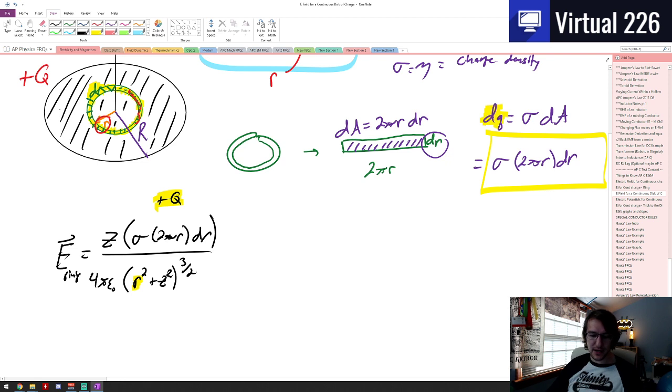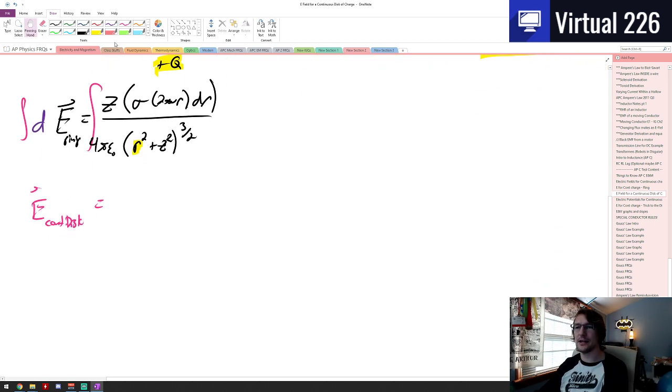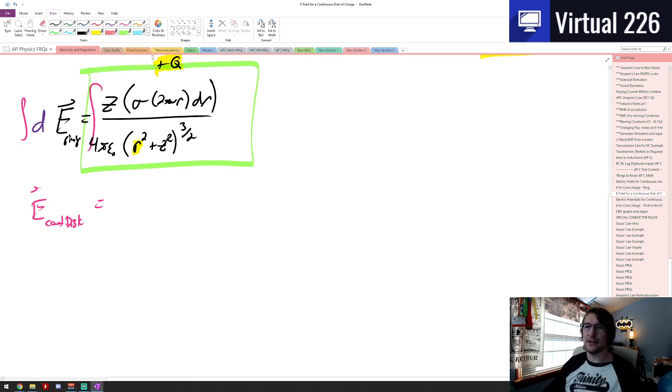Now, since I am summing up a bunch of rings here, then what I can say is that, look, this isn't the entire E field. This is a piece of the E field because I have a bunch of rings that I'm adding together. So if I integrate each side here, if I integrate all of my rings, I'm going to get the E field of the continuous disk, which is what I'm looking for. And now I need to integrate my other side here to get that answer. So let's take a look at how to take this integral of the right side, because we've got the setup now. Now we just need to integrate.